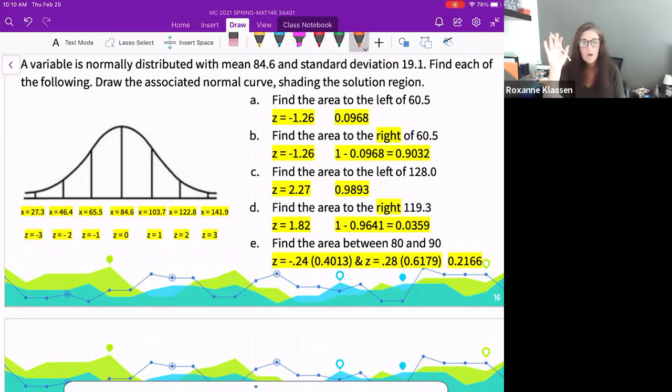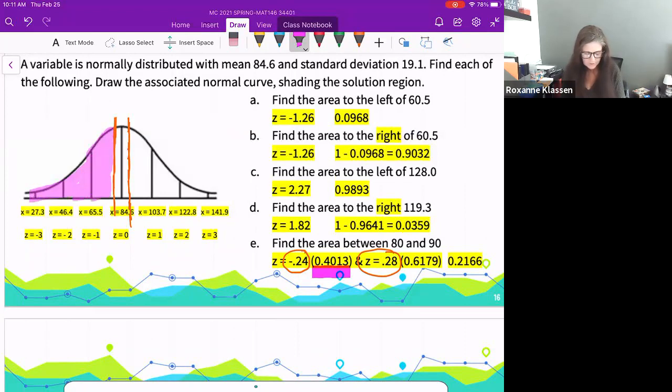This is where drawing on the picture is very helpful. So notice I have a z value of negative 0.24, which would be right here, very close to this mean. I'm just making sure I have enough space there. And then the other one is a positive 0.28. So it's going to be just to the right of the mean. Now, when I look up on the table and I get that value of 0.4013, that's all of this area right here.